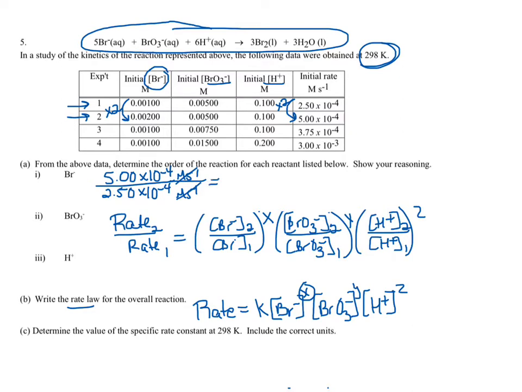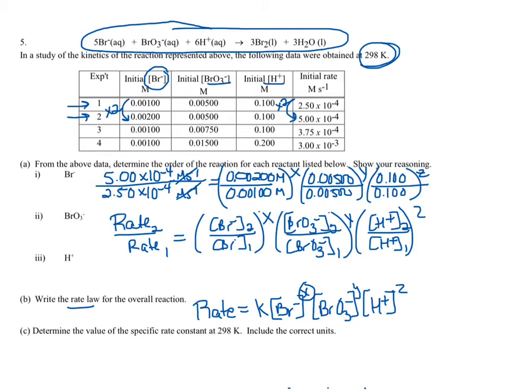And then I'm just going to fill in. Okay, for my Br minus, what's my concentrations? 0.002 over 0.001 raised to the x power. Again, the units are concentration, so the units are molarity. They'll both cancel out. Okay, and I put in my BrO3 minus concentrations, my bromate ion concentrations for each trial. And I put in my H plus concentrations for each trial. Again, I just started omitting units because they're going to end up canceling out.